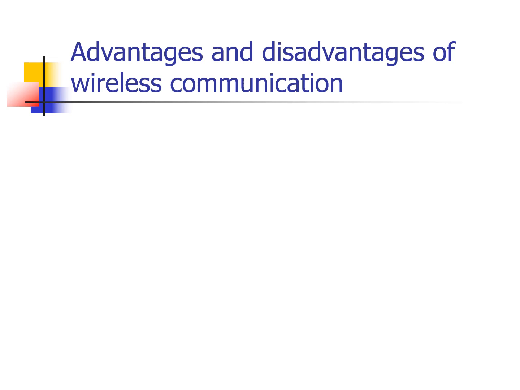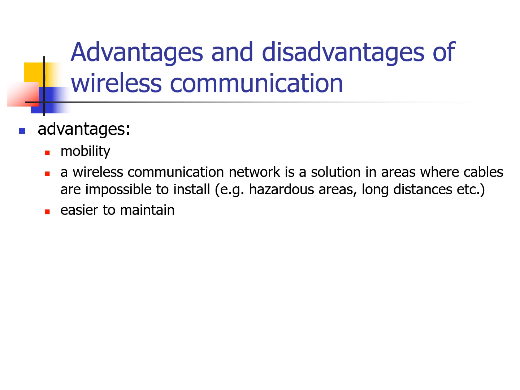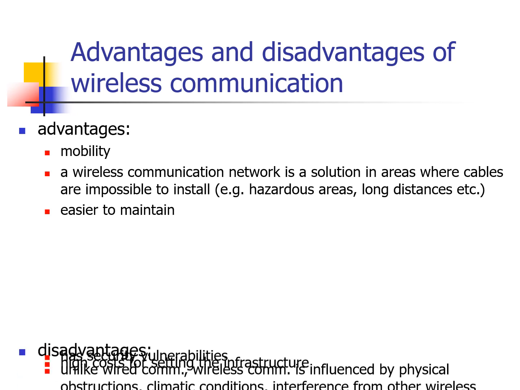Wireless communication has its advantages and disadvantages. For its advantages, it promotes mobility. Our gadgets like cellular phones, tablets, netbooks, and the like can be brought from one place to another. Wireless communication network is a solution in areas where cables are impossible to install, like areas that are hazardous, or long distances, or islands that are separated by rivers, by seas and oceans, and it is easier to maintain.